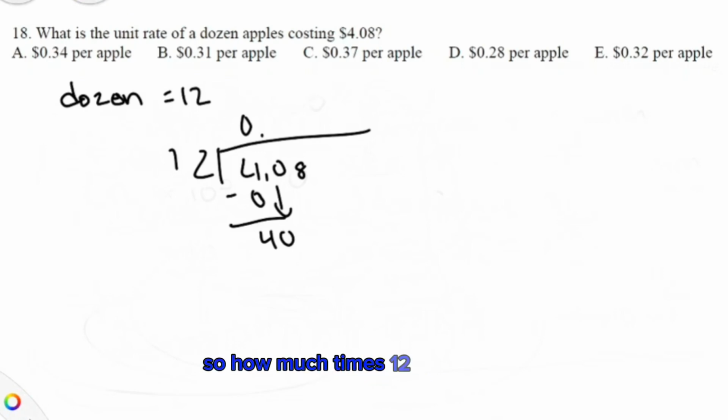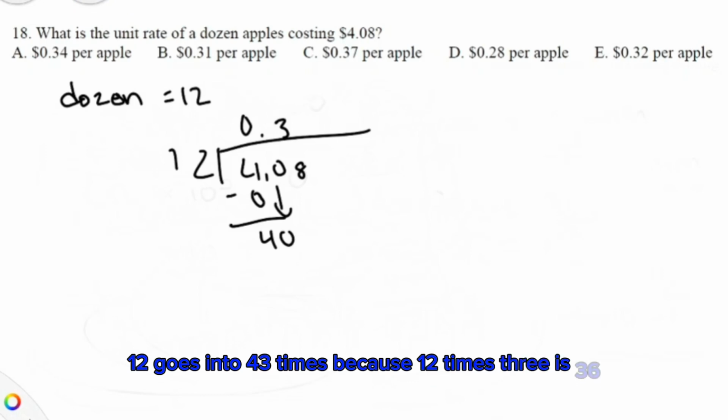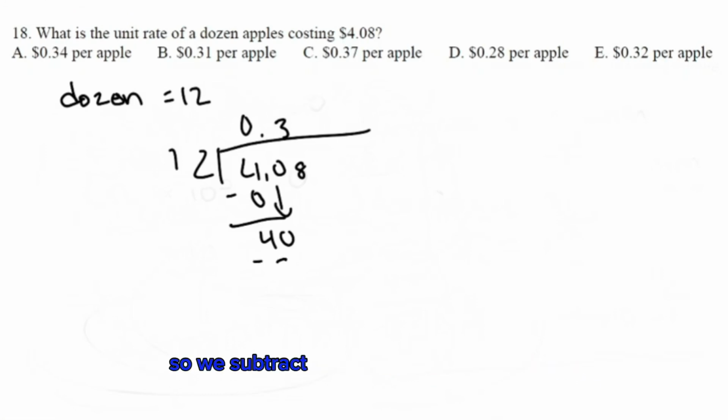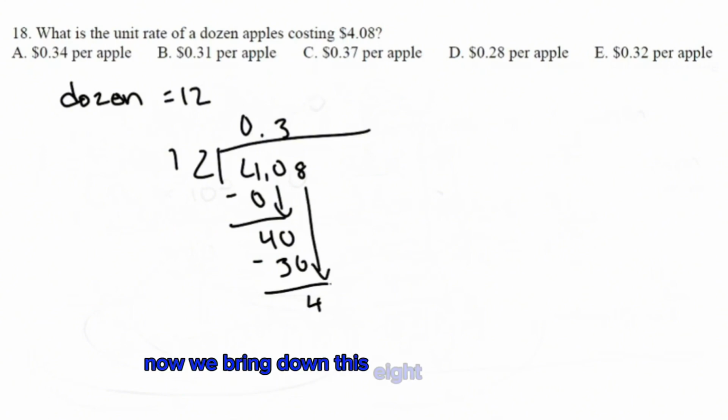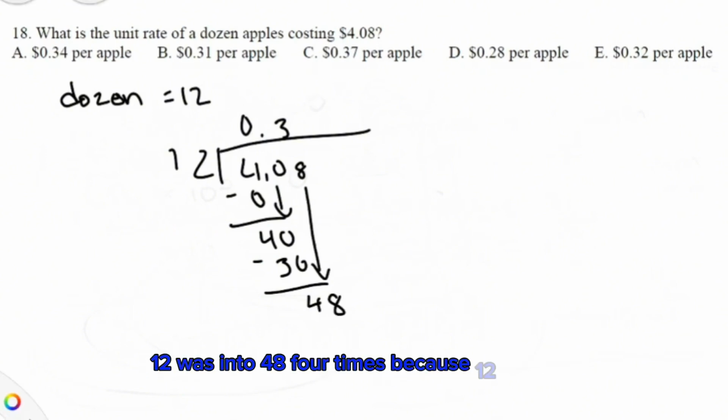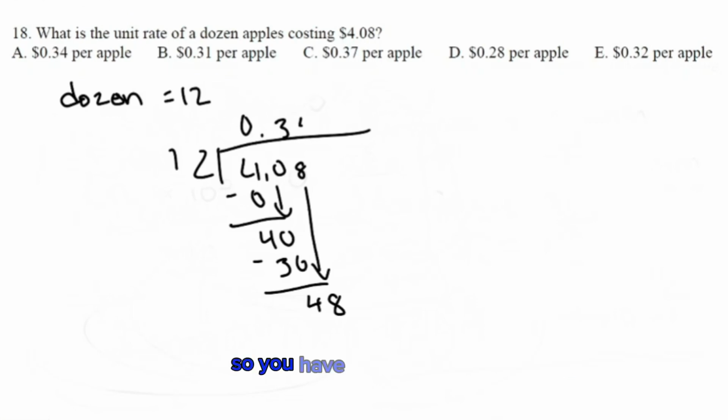How many times does 12 go into 40? 12 goes into 40 3 times, because 12 times 3 is 36. So we subtract 36, and we're left with 4. Now we bring down this 8, and we have 48. 12 goes into 48 4 times, because 12 times 4 is 48. So you have 0.34. And that's your answer.